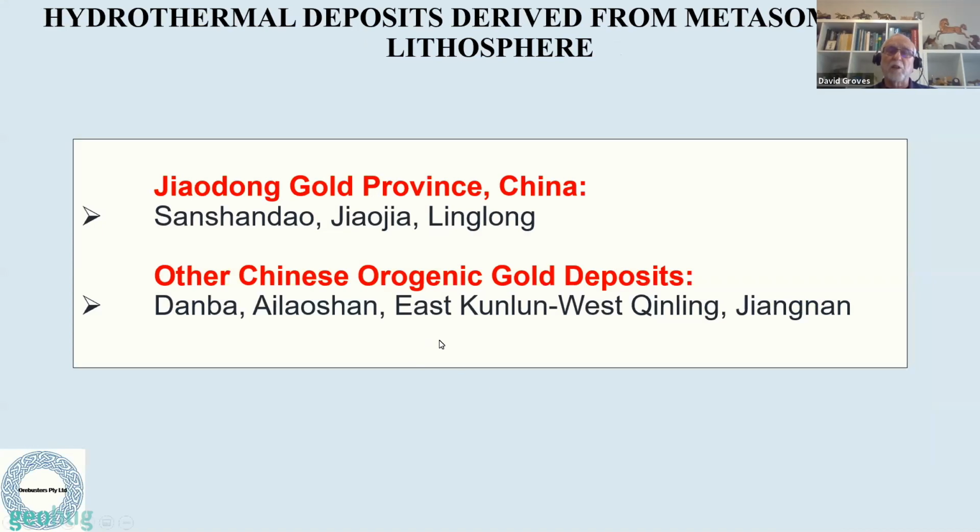Can we get hydrothermal deposits derived from this metasomatized lithosphere where we've got no magmatic component? And the answer is almost certainly yes, in the Jiaodong gold province in China. This gold province produces about 35% of all the gold in China from about 0.35% of its surface area. So it's a massive gold province. And I think we see it in other Chinese orogenic gold deposits, although this is more contentious.